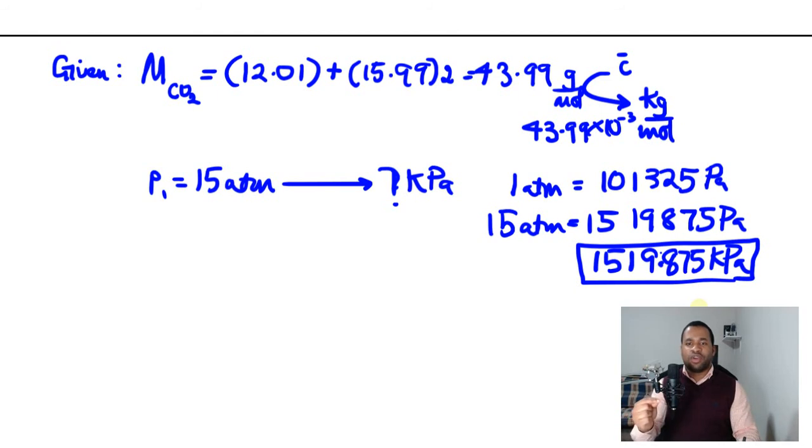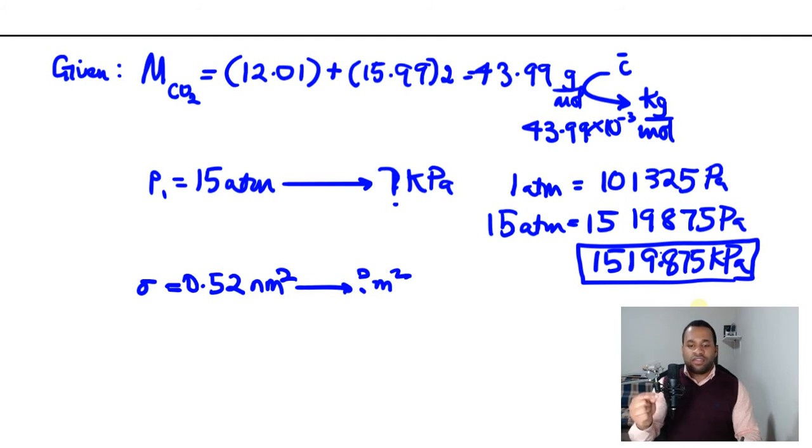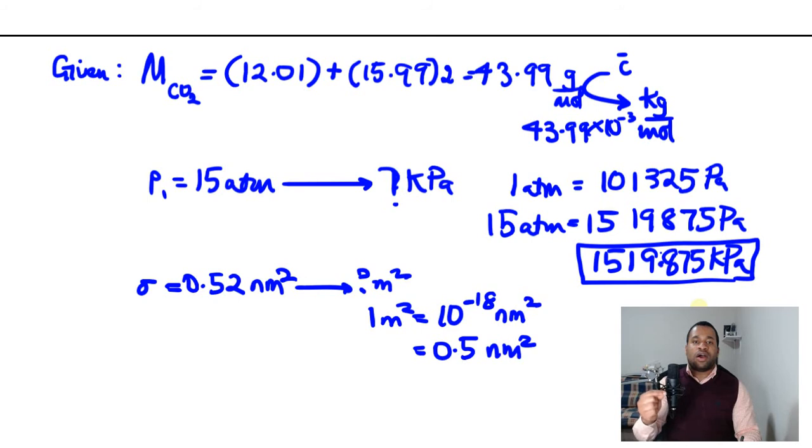So next one here is looking at our specific cross-sectional area. Given in this question is 0.52 nanometers squared. Take note, we need to convert this to meter squared. Therefore, since we know that one particular value for meter squared is equal to 10 to the -18 nanometer squared, therefore, in this case, 0.5 nanometer squared means that we are going to be playing with, oh no, I made a mistake.